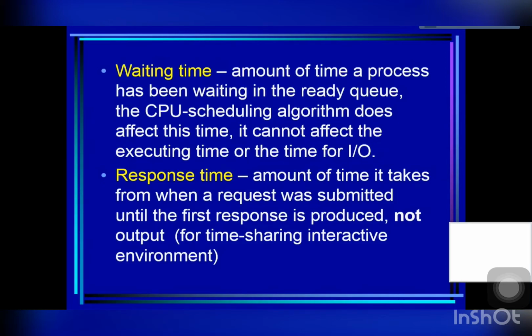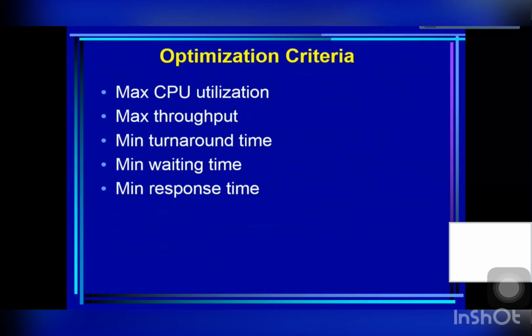It is desirable to maximize CPU utilization and throughput, and to minimize turnaround time, waiting time, and response time. In most cases, we optimize the average measure. However, under some circumstances, we prefer to optimize the minimum or maximum values rather than the average. For example, to guarantee that all users get good service, we may want to minimize the maximum response time.